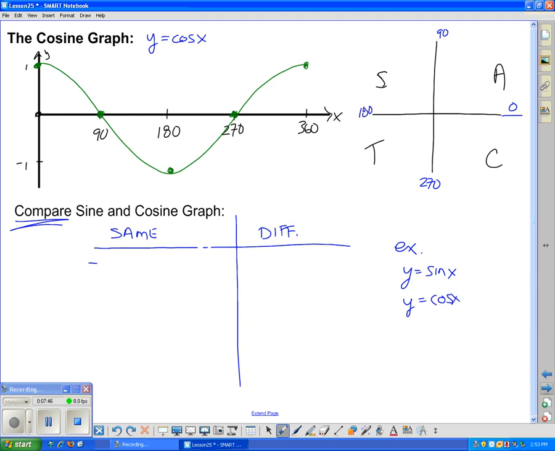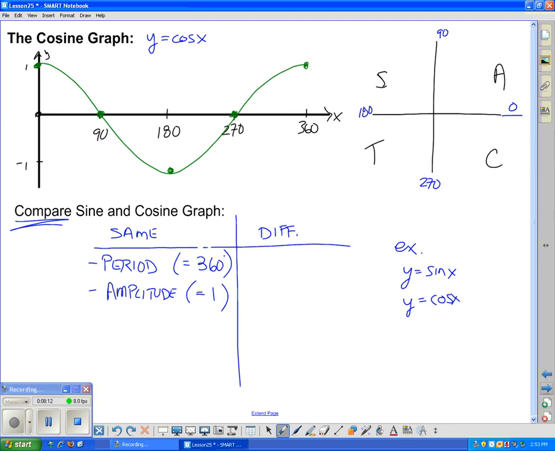I see hands up, which is great. Period. Period is the same. All right, period, and that's equal to 360 degrees. So it repeats itself every 360. All right, what else is the same? Perfect, another hand up. Amplitude. Amplitude is the same, and the amplitude in this case for a base function is 1.